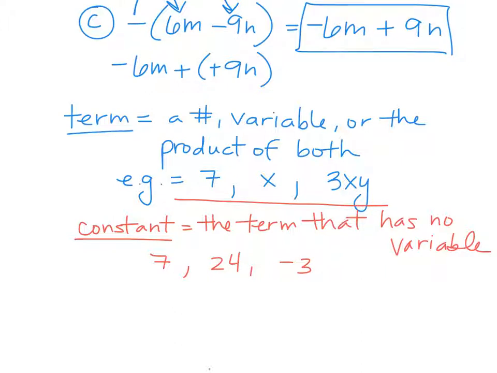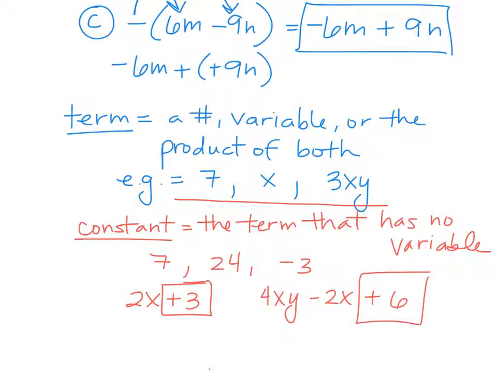In an expression, it would be something like this. So if I did 2x plus 3, my constant is that 3, right? If I said 4xy minus 2x plus 6, my constant is that 6. If I said 4x minus 9, my constant is actually a -9. Okay, so it's the one that doesn't have the variable with it. It can be positive or it can be negative, but that is our constant. Okay?